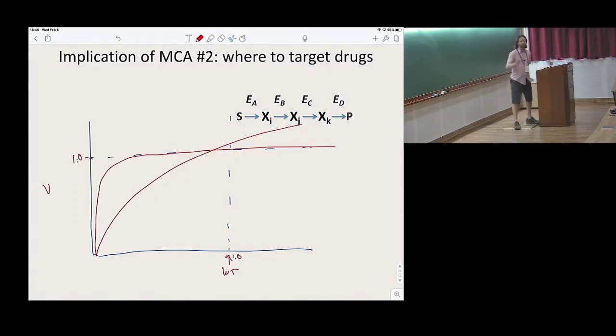Right? Which of these enzymes should you design a drug for? If this is A and B, which one would be useful to design a drug for? A, right? For A, if you can inhibit it, you'll see an effect, right?